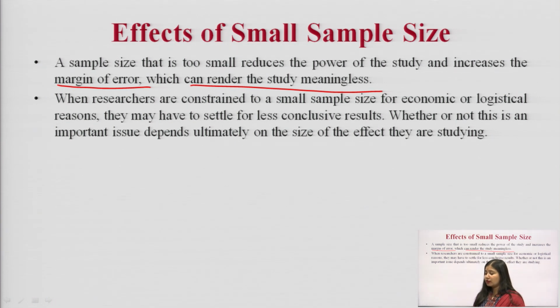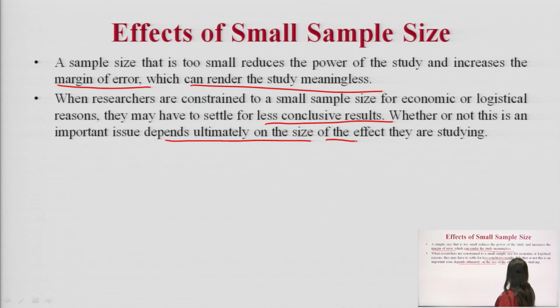And when researchers are constrained to a small sample size for economic or logistical reasons, they may have to settle for less conclusive research. Whether or not this is an important issue depends ultimately on the size of the effect they are studying. So you have to choose an appropriate sample size, not too small, because when we choose a too small sample size, there is a chance of an increase in the marginal error, and this type of research may not give you a conclusive result.